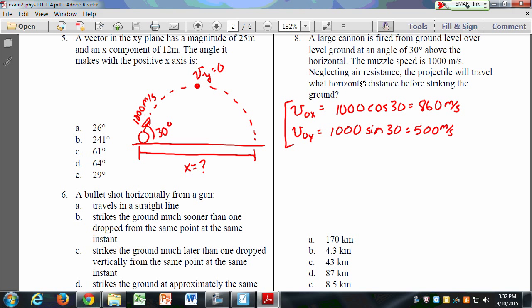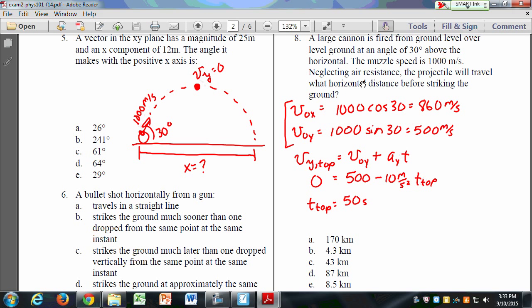My next step will be to find the what? The time, right? I want to find the time. In order to do that, I say, well, Vy top is equal to V naught y plus a_y t. Vy top is 0. V naught y is 500. I've already found that. Minus 10 meters per second squared times T top. So that's T top is negative 500 over negative 10, so that's 50 seconds. It takes 50 seconds to get from here all the way up to here.